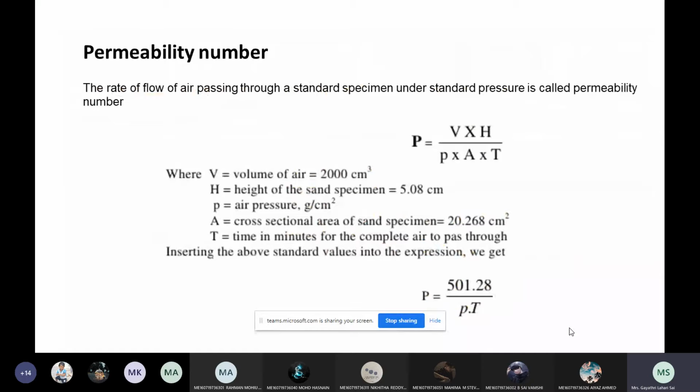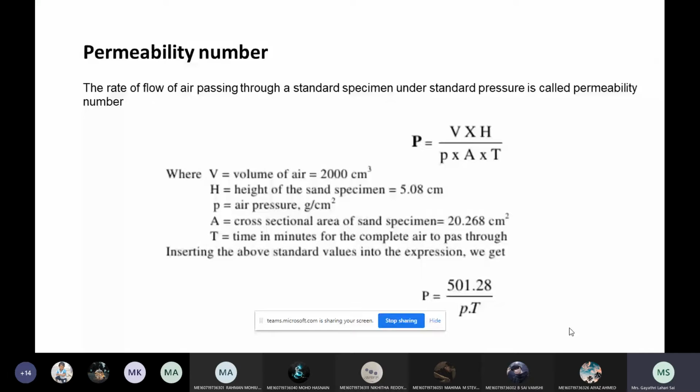And then we had discussed the permeability number. This is very, very important. They don't ask you directly in your examination to explain the permeability number, but in your GATE they will ask you to calculate it. They will give you the pressure and the time. Simply substitute the pressure and the time in seconds, pressure in gram per centimeter square, and you will be getting the permeability number.